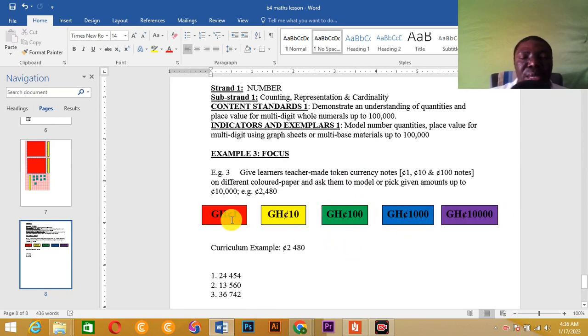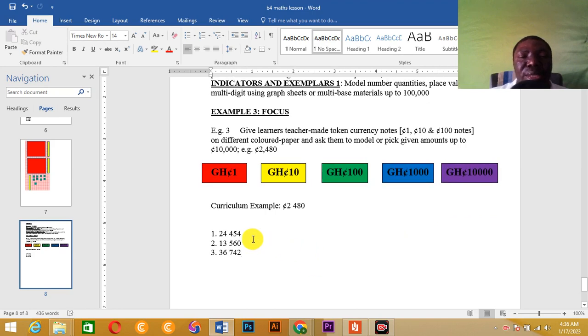So I represent the 1 CD with red, 10 CD with yellow, 100 CD with green, 1000 CD with blue, and the 10,000 CD with violet. So I'm going to show you how to use it to represent an amount.